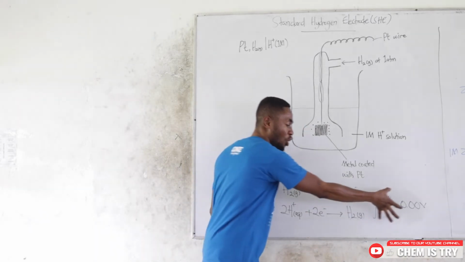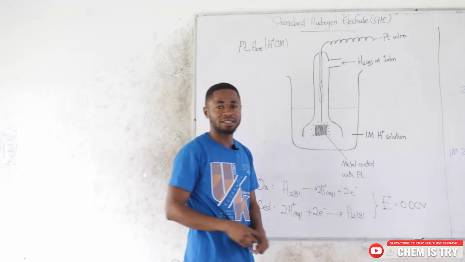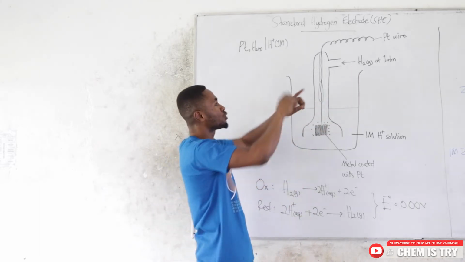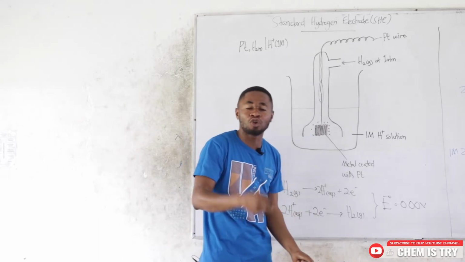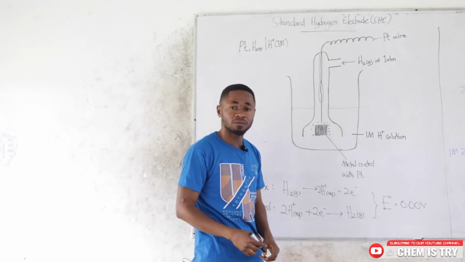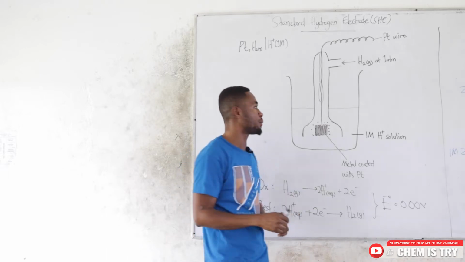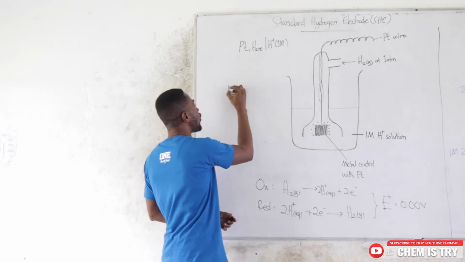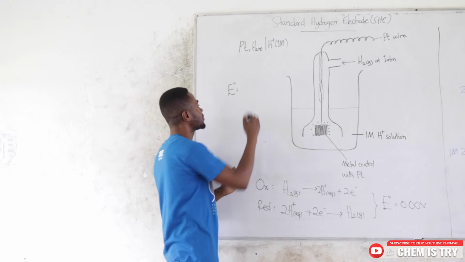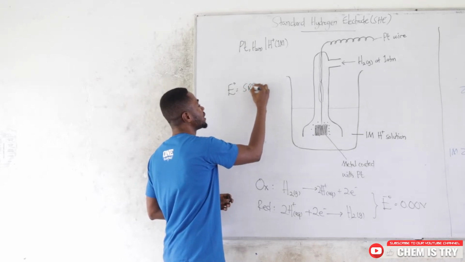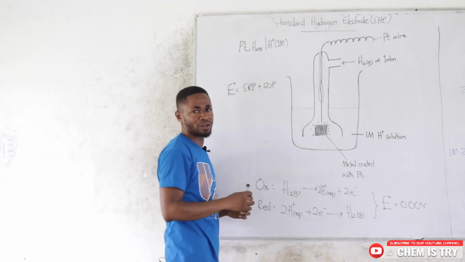So with knowledge of this one, we can hook it up with another cell, then find the total EMF and use the total EMF to find the electrode potential value of the other substance. The formula is simple. The EMF of the cell will be the sum of the standard reduction potential value and the standard oxidation potential value.